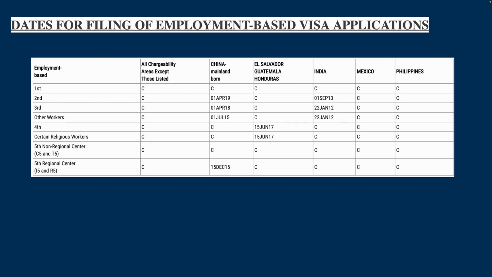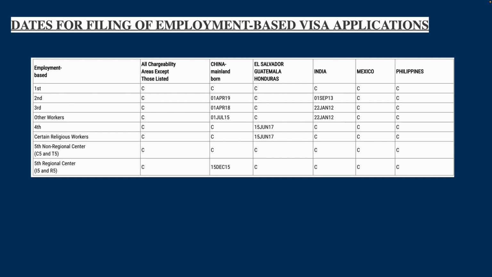So for dates for filing for employment-based visa, Philippines is already in all current dates for all types of employment-based visa. So if you apply for first, second, third, other workers, fourth, certain religious workers, 5th non-regional center, and 5th regional center for Philippines, they're processing current dates for all types of employment-based visa. So if you apply for employment-based visa, be ready and submit all the documents to the National Visa Center.